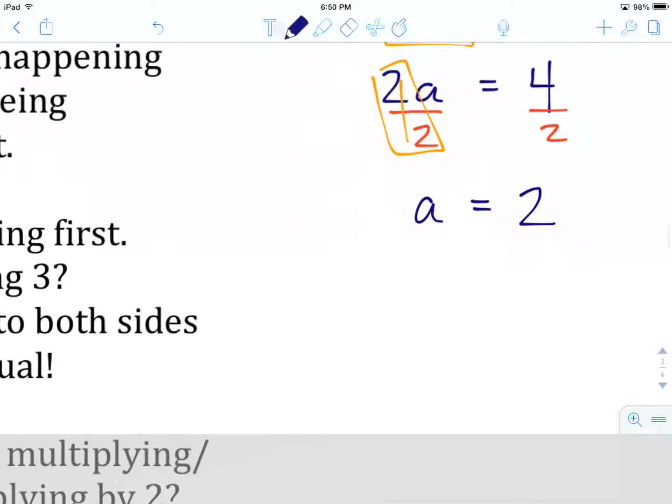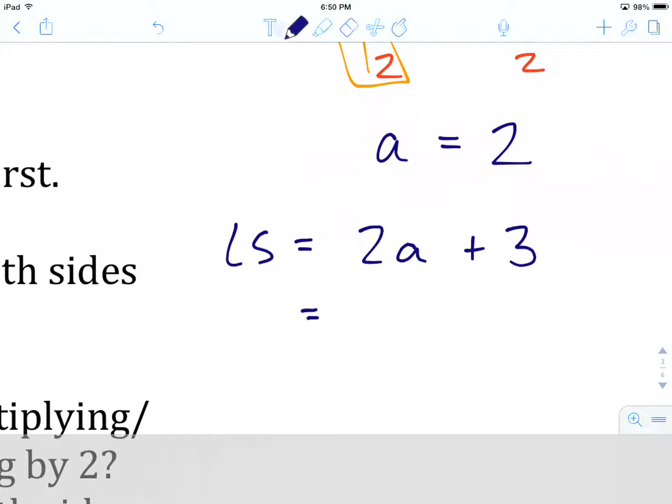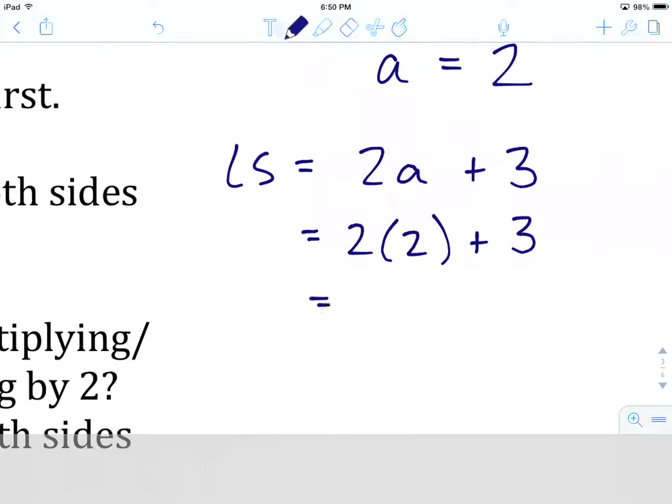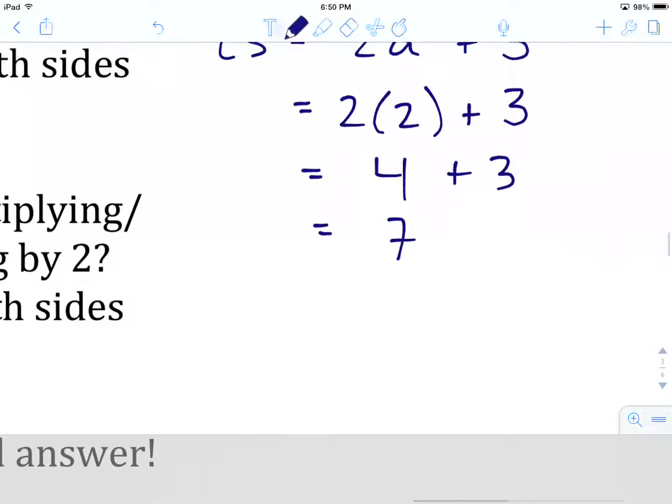Now we need to check it. We're going to write out the left side of our equation. This is our formal check. We have 2a plus 3, and in the next line we substitute the value we believe a to be equal to, which is 2, into the equation. And now we're going to do BEDMAS. We're going to evaluate this expression using the proper order of operations. So we're going to do the multiplication first. 2 times 2 gives us 4, plus 3. That's going to equal 7. So that's the left side.